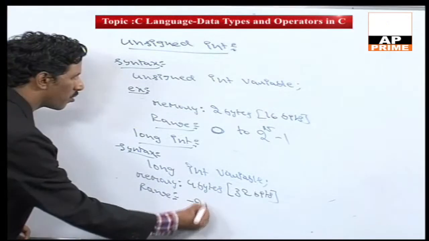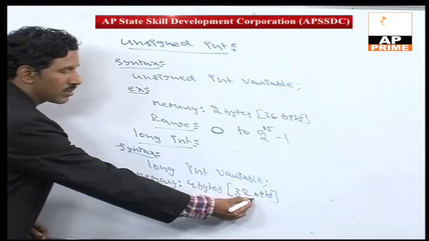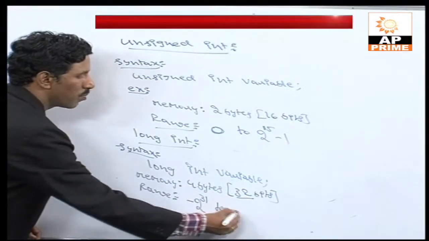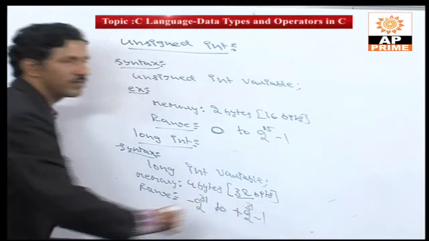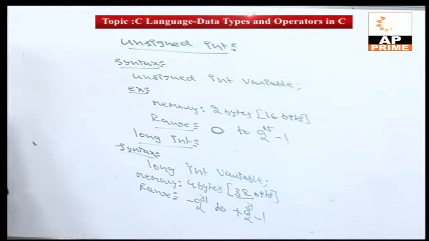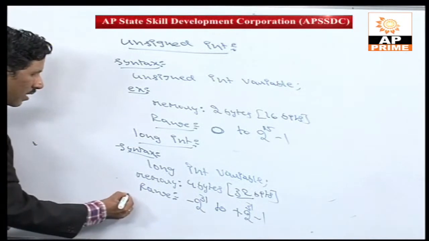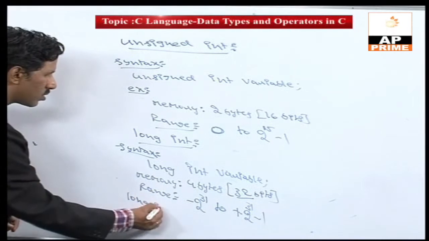Minus 2 to the power of 31, because 32 bits will be there. That's why 32 minus 1, 31. Minus 2 to the power of 31 to plus 2 to the power of 31 minus 1. That is the range of which data type? Long integer data type.